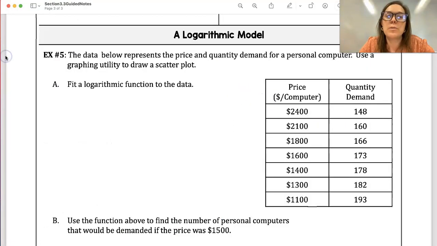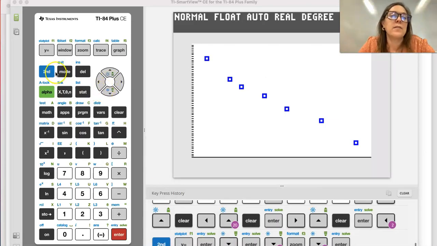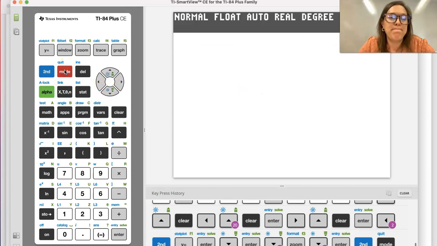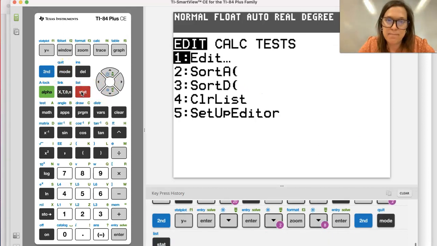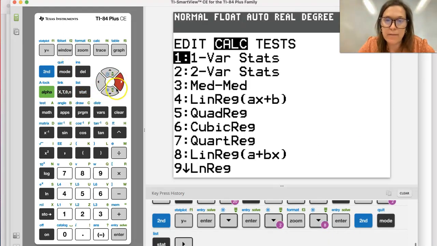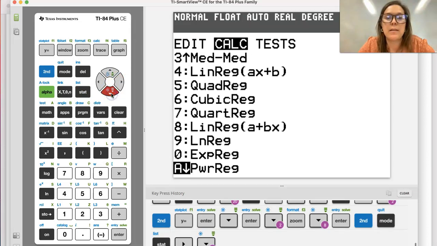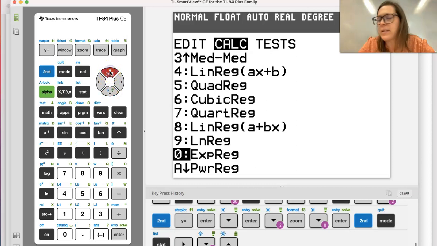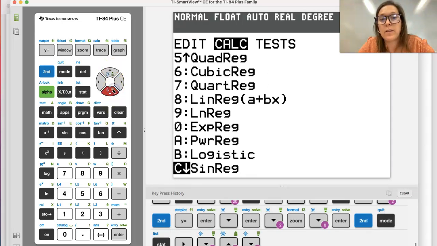So now we're going to fit a logarithmic function to that data. I'm going to hit second mode to quit out, go back to stat, and go over to calculate. If you guys remember what we picked yesterday, a logarithmic, I think, is what we want, right? So a natural log, I think, is our only option. We don't have anything that's just a log, or, I guess we have logistic. Nope, we don't want that because it's not regression.